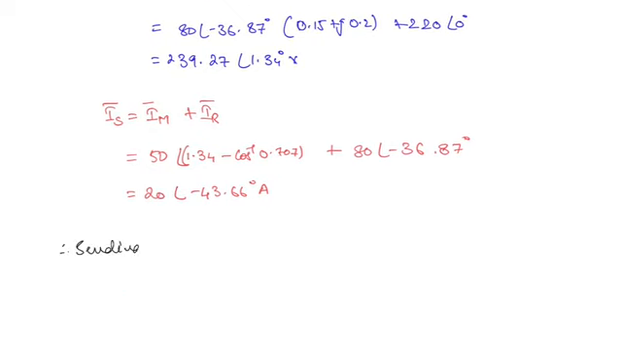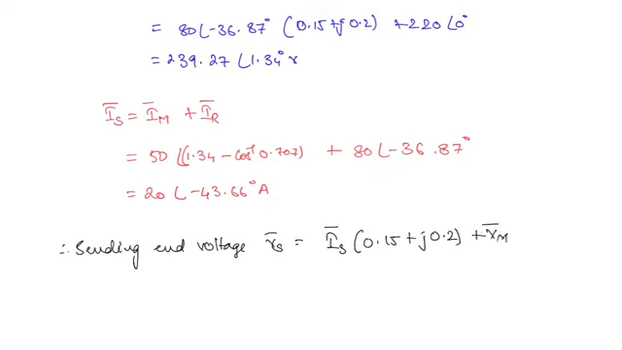Therefore the sending end voltage Vs bar is equal to Is into 0.15 plus j0.2, plus Vm bar. If you calculate this, you are going to get 271.058 angle 2.80 degrees in volts.